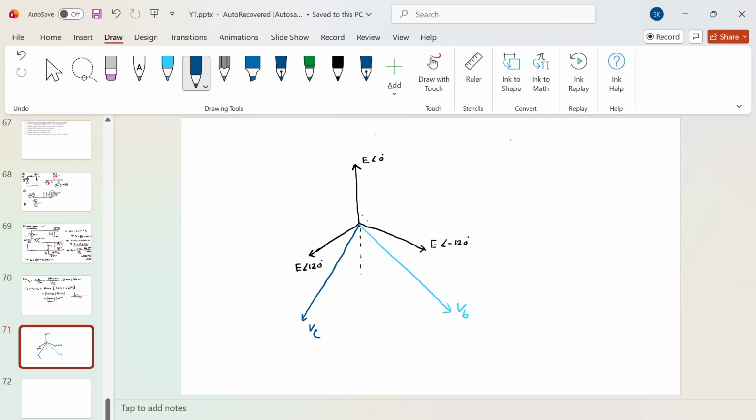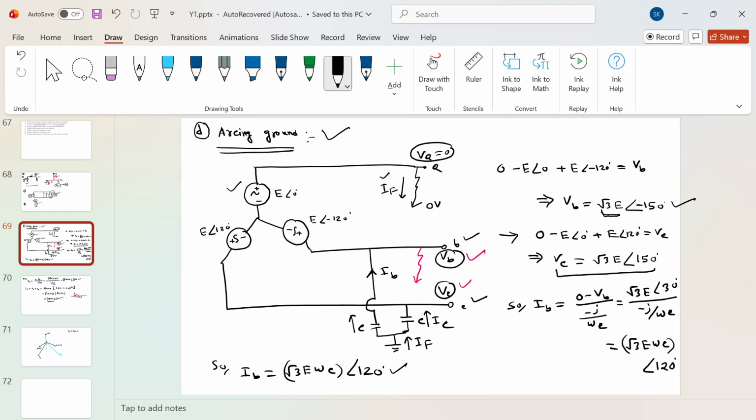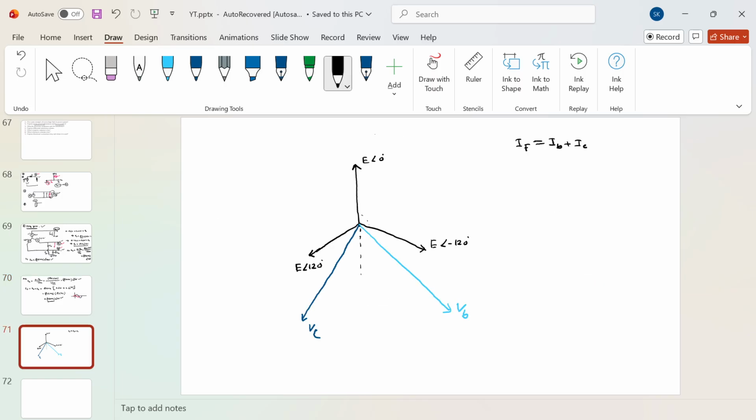And if you draw the fault current, IF is the phasor summation of IB plus IC. And what was the location of IB and IC? IB at 120 degrees, and IC at 60 degrees. So this is my IB, and this particular one is my IC.